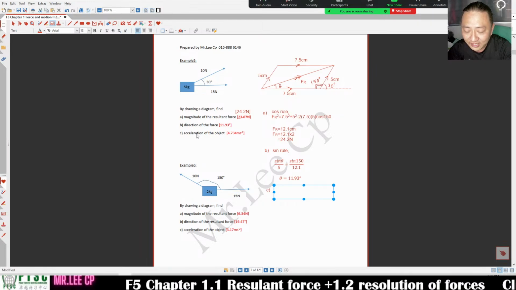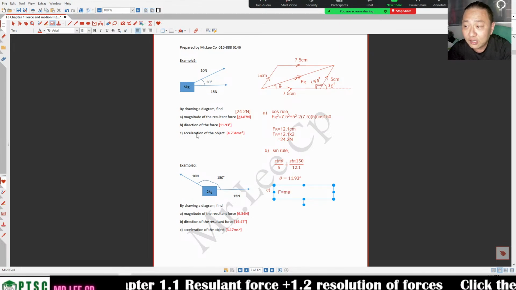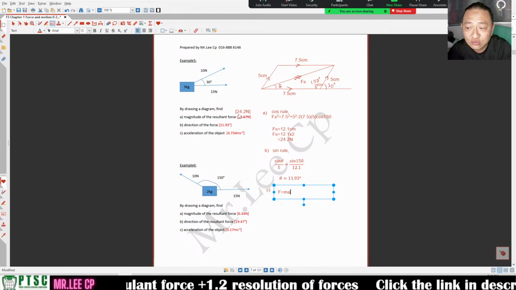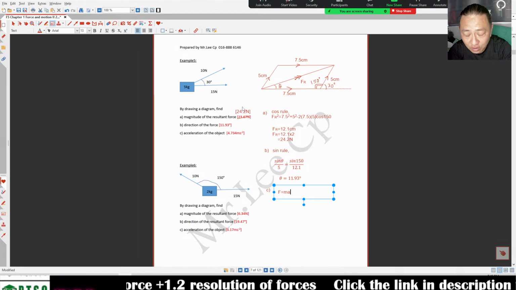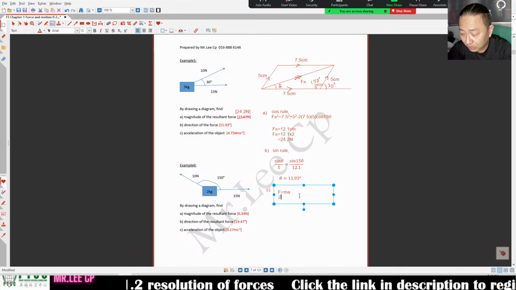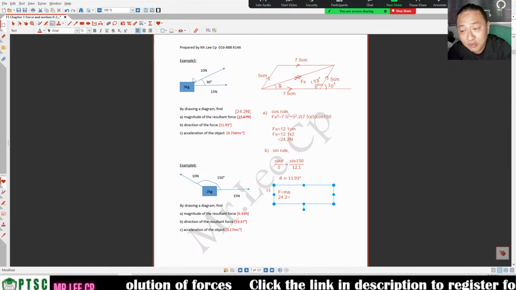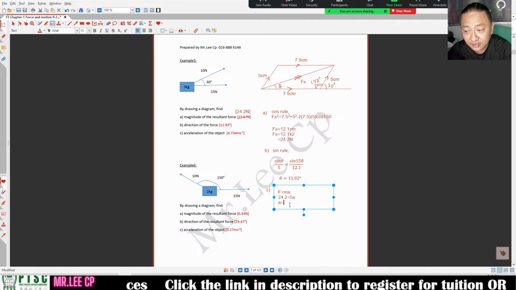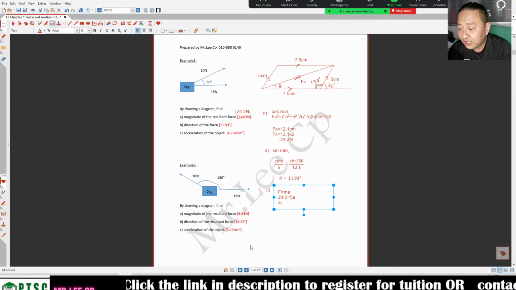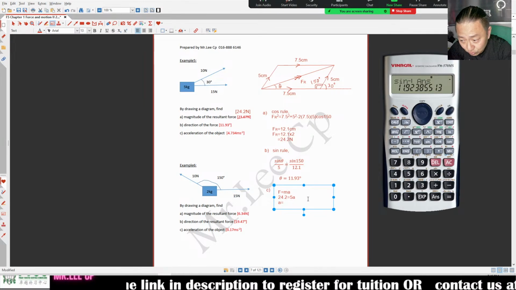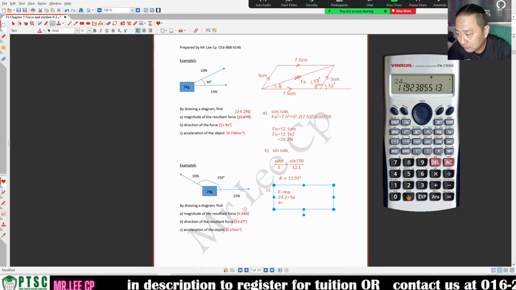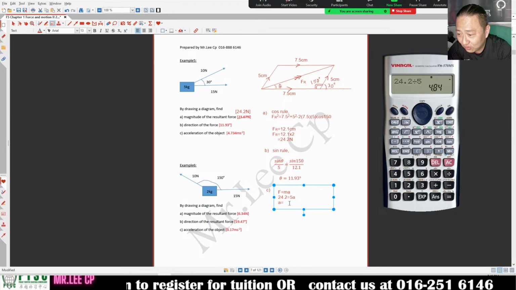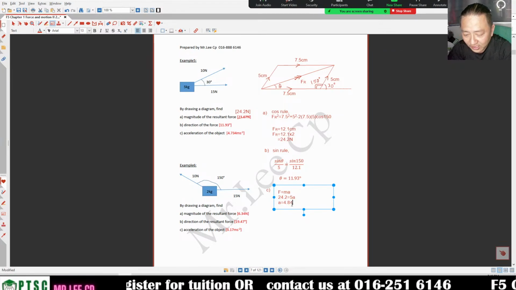When you want to calculate the acceleration, you need F equals ma, where F is your resultant force. What is the magnitude of the resultant force? You got 24.2, which is equal to ma. Your mass is 5 kg, and a is unknown, so you need to find a. It is 24.2 divided by 5. You get 4.84 m/s^2.